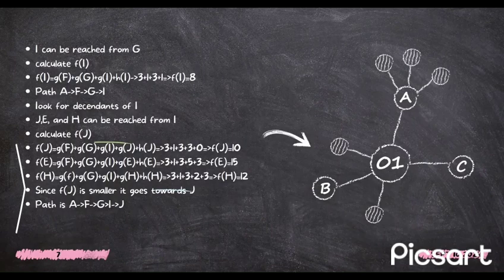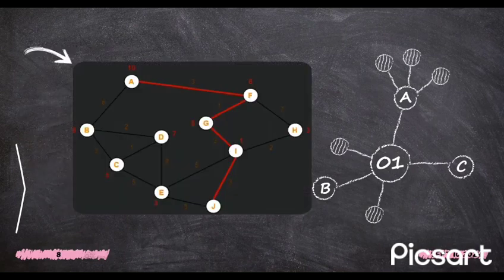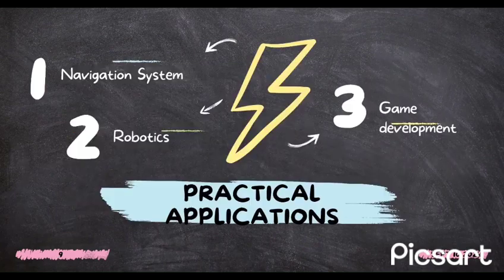So this is the shortest path, and we can calculate the actual cost of the path taken, which is 10. This is the graph, and I have marked this path with a red line. A to B costs 3, B to G costs 1, G to I costs 3, and I to J costs 3. So the total cost would be 10.